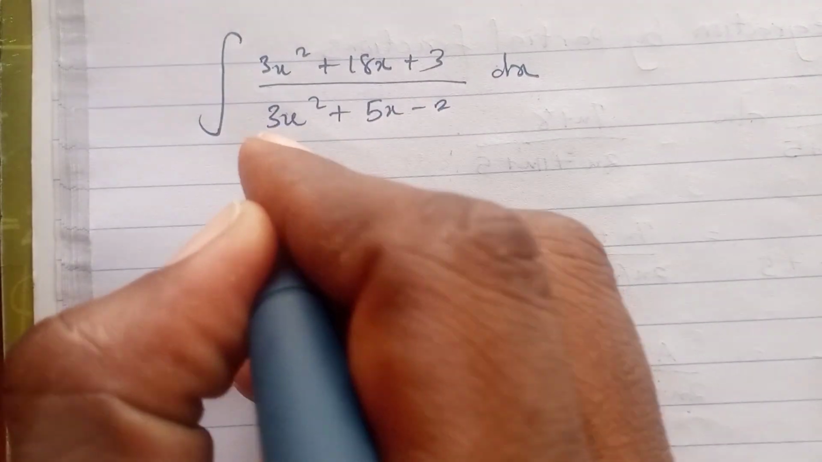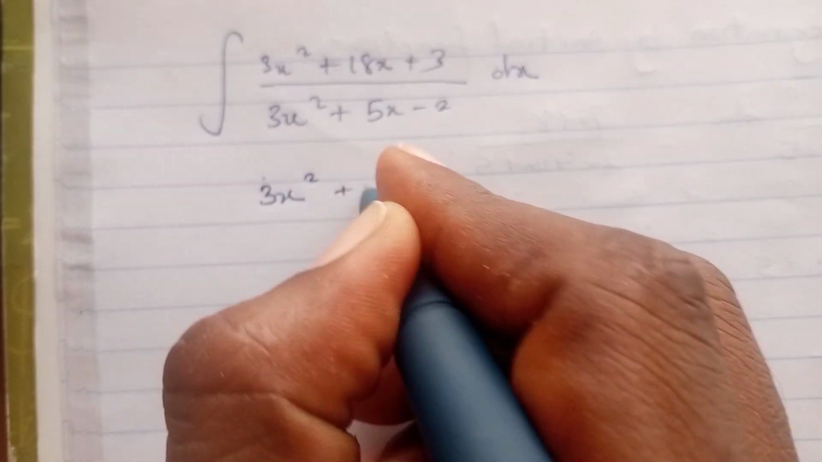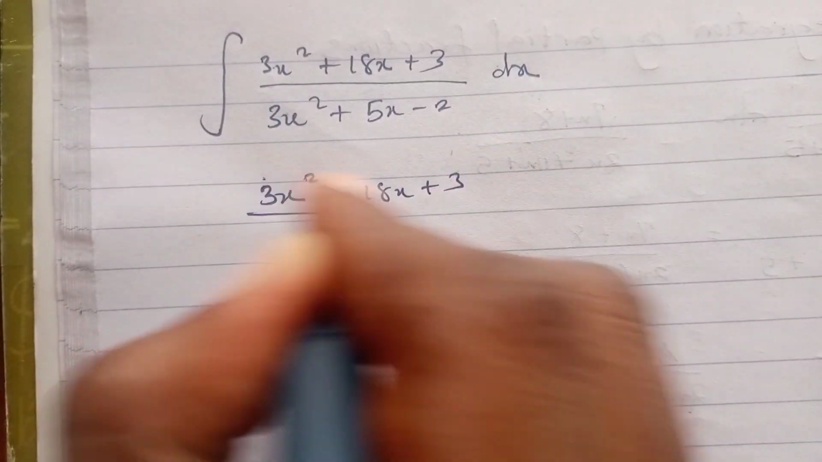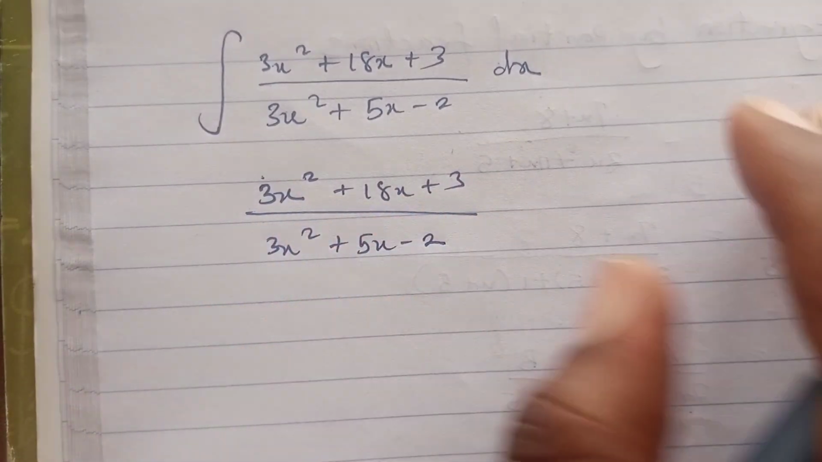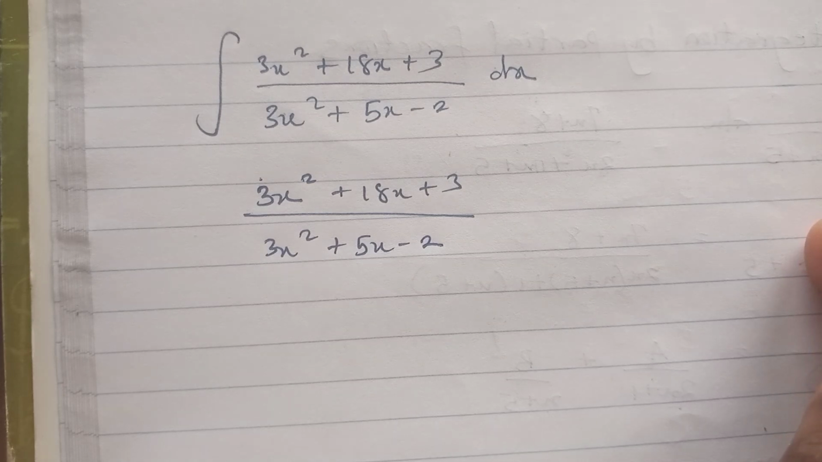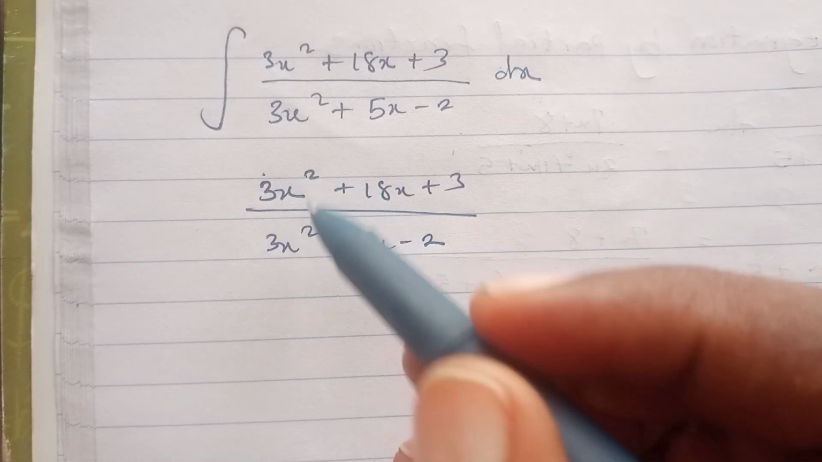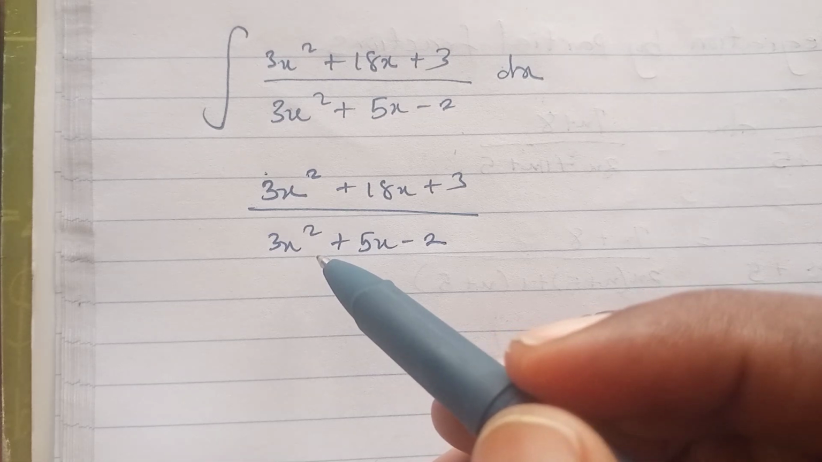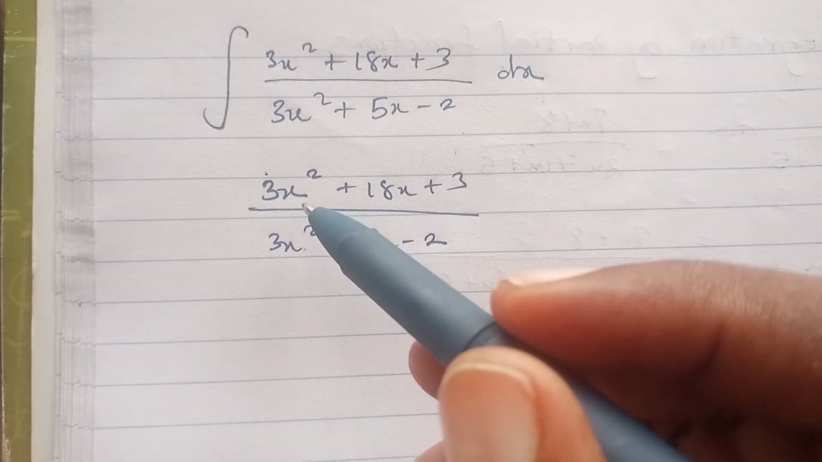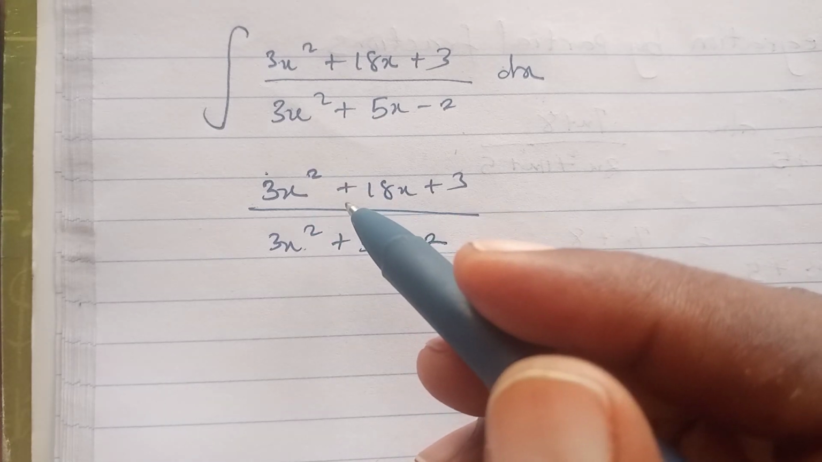We have 3x squared plus 18x plus 3 over 3x squared plus 5x minus 2. Now, I hope you remember your long division method, division of polynomials. Now, why do we need to divide? Because the order of the numerator is the same as the order of the denominator. The order of the denominator must be higher, so they must not be equal. Here they are equal.